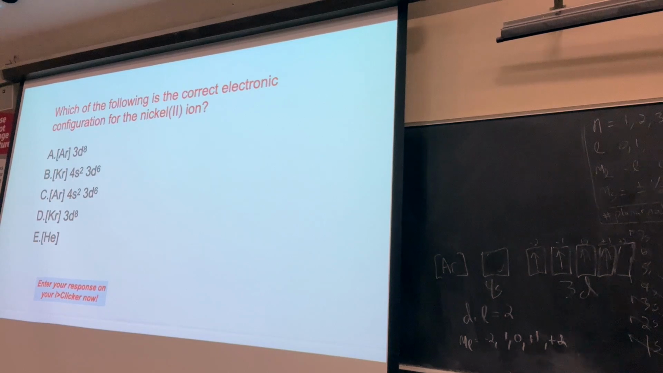Nickel 2+. Which one of those is the correct electron configuration? And remember, highest n out first. Let's see if you can figure it out.